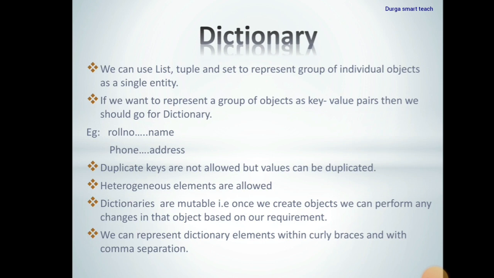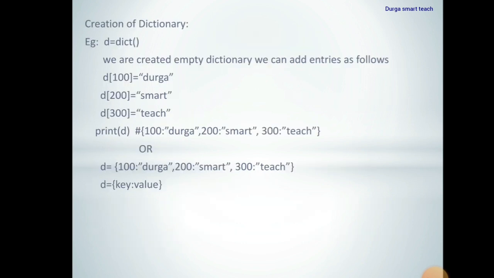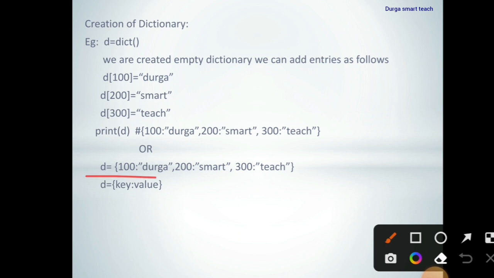Okay, so keys are not duplicated, but values can be duplicated. Keys must be unique in dictionaries because by using keys we can access each and every element. Heterogeneous objects are allowed and the elements are represented in curly braces. So this is the creation of a dictionary. You can insert values like this or individual objects like this.